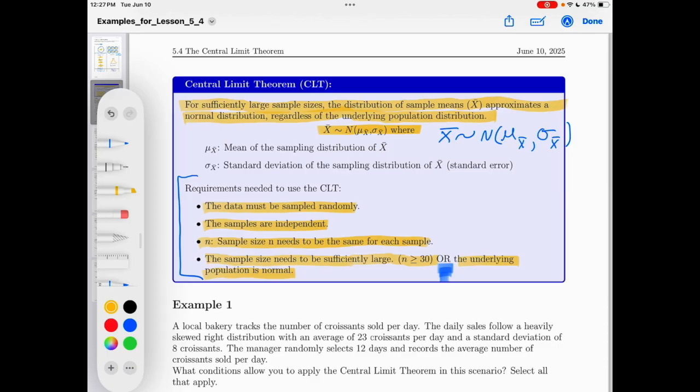So for the first few examples, we're going to walk through some scenarios and look through some statements to decide if they're true or false, to help us understand the difference between the population standard deviation and the sampling distribution and when we can use the central limit theorem.